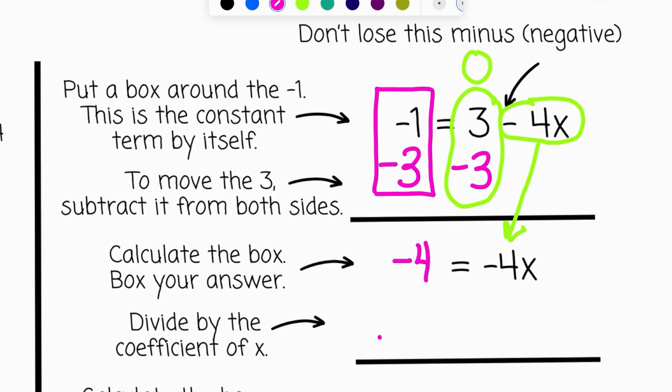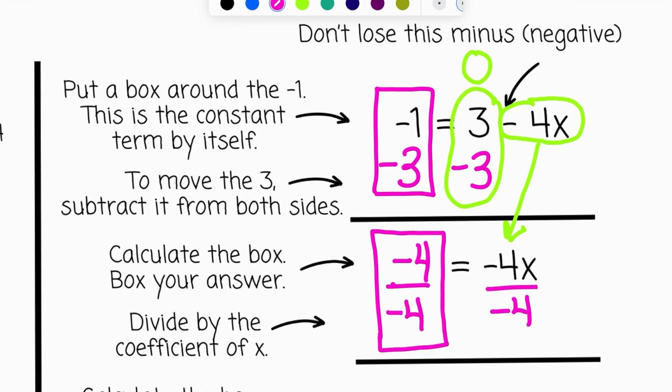Okay, now box this side that's by itself. And we need to undo negative 4x. When they're side by side, you need to divide. So we will divide with our fraction bar. You have to divide exactly by the number in front of the x, the coefficient, sign and all. So we will divide by negative 4. Okay, this gives me 1x, or just x.